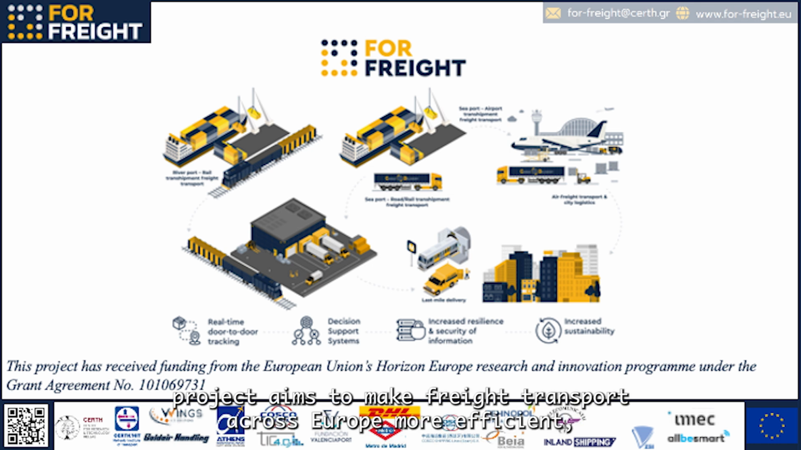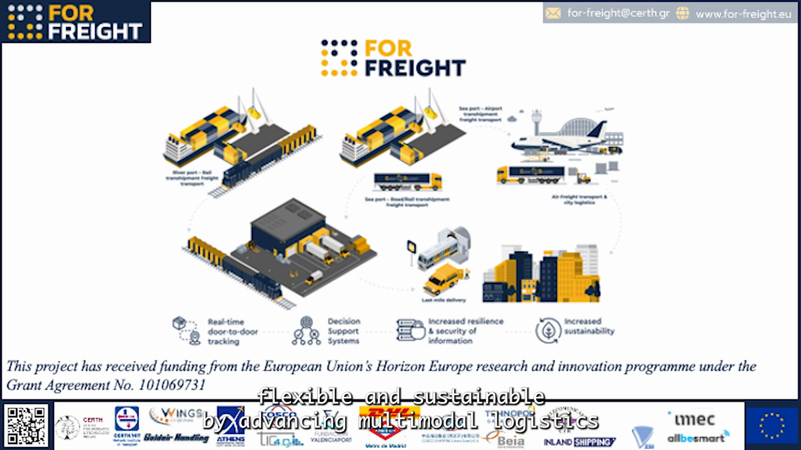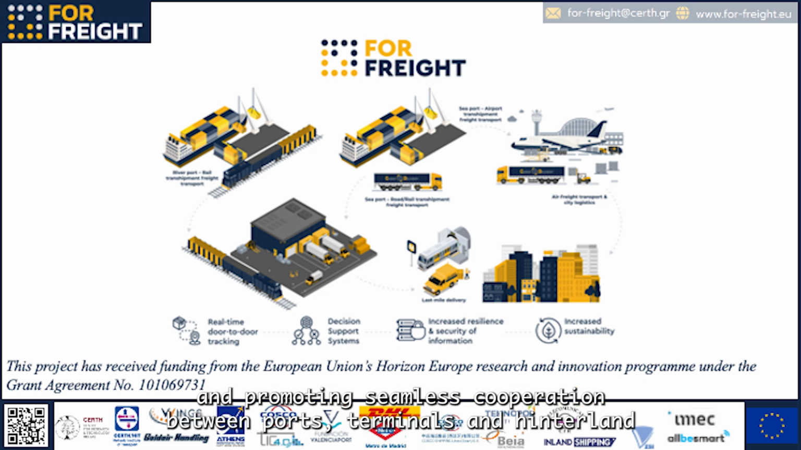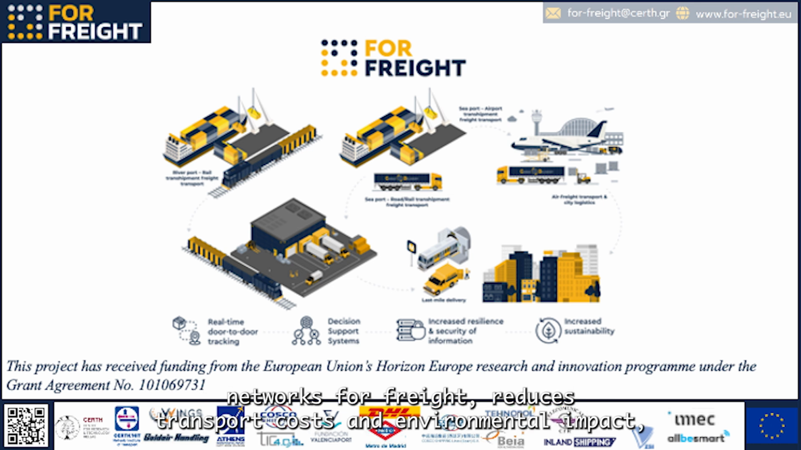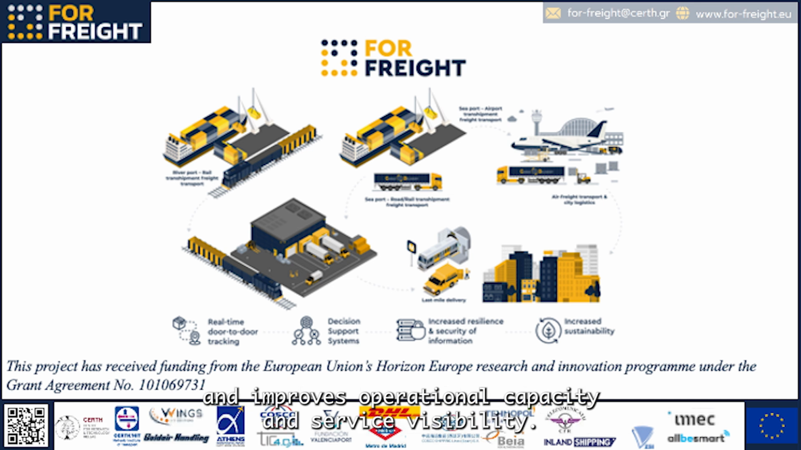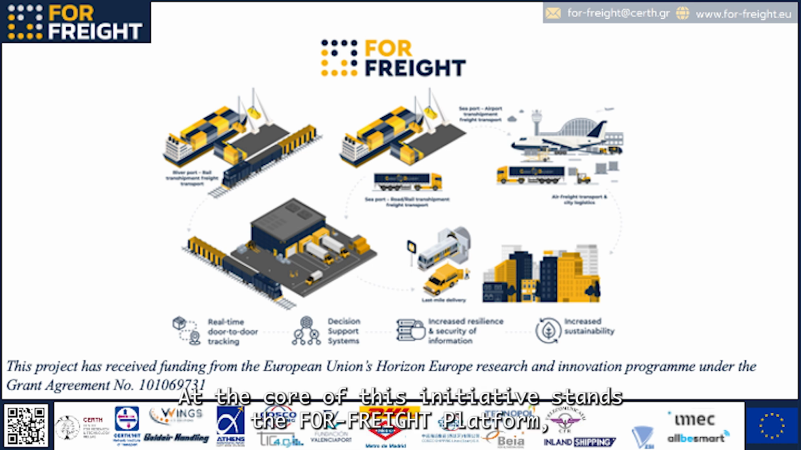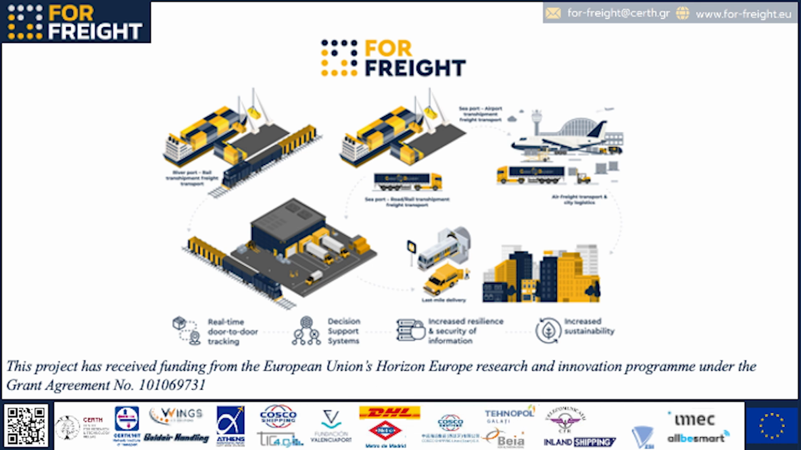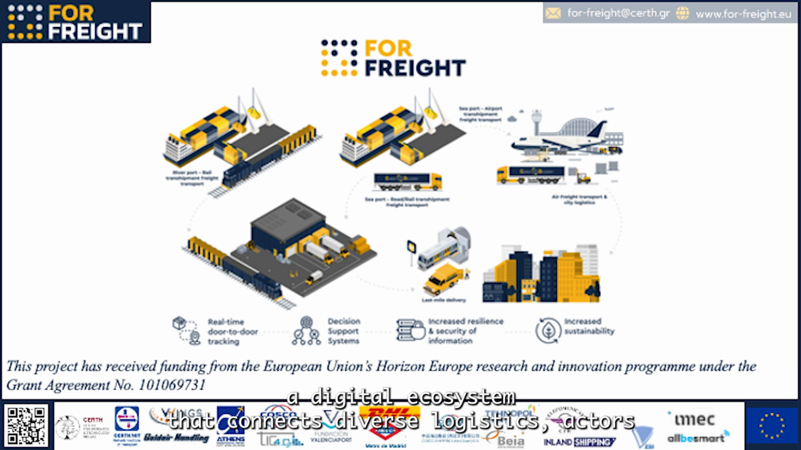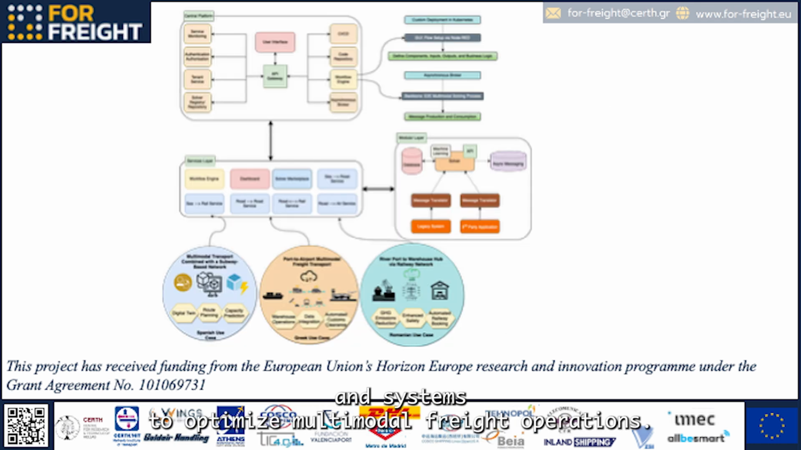The ForFreight project aims to make freight transport across Europe more efficient, flexible, and sustainable. By advancing multimodal logistics and promoting seamless cooperation between ports, terminals, and hinterland networks, ForFreight reduces transport costs and environmental impact and improves operational capacity and service visibility. At the core of this initiative stands the ForFreight platform, a digital ecosystem that connects diverse logistics actors and systems to optimize multimodal freight operations.